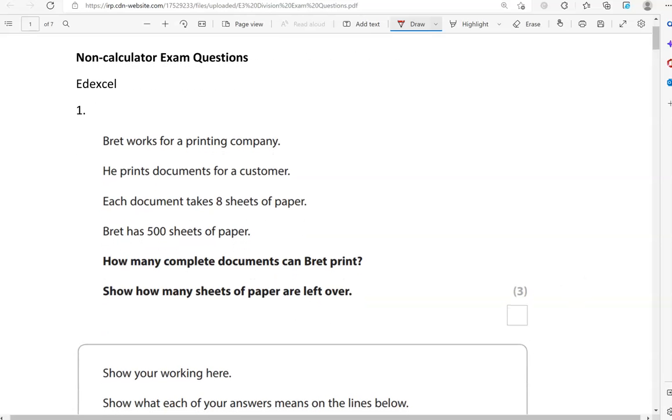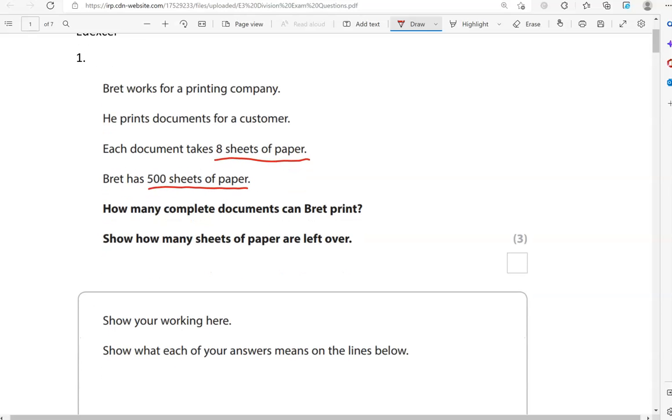Brett works for a printing company. He prints documents for a customer. Each document takes 8 sheets of paper. Brett has 500 sheets of paper. How many complete documents can Brett print? Show how many sheets of paper are left over. Show your work in here. Show what each of your answers means on the lines below.